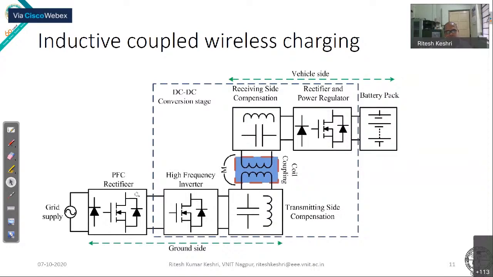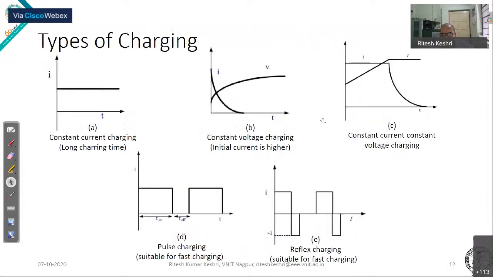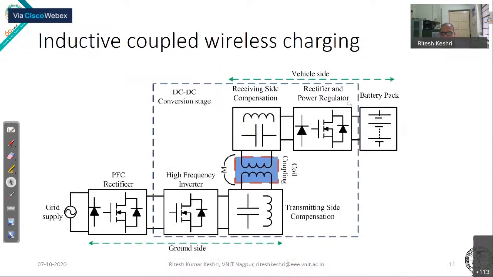This is what I explained before: for inductive wireless power charging, there is a grid and a power factor rectifier with a frequency inverter. A compensation circuit is there, the coil is there, then inside a compensation circuit is there, then the rectifier, and then the battery.